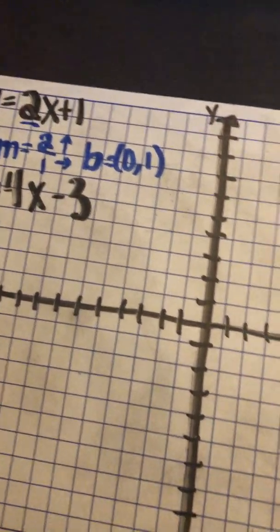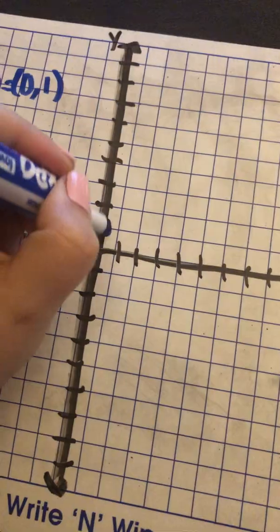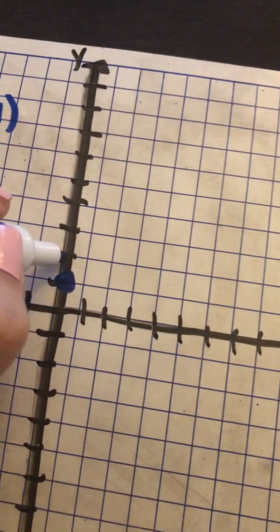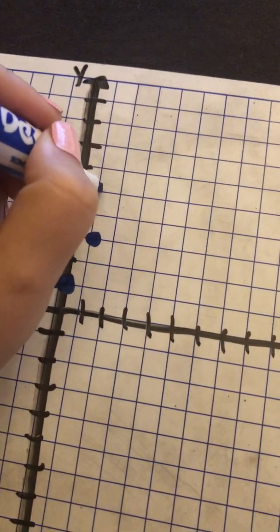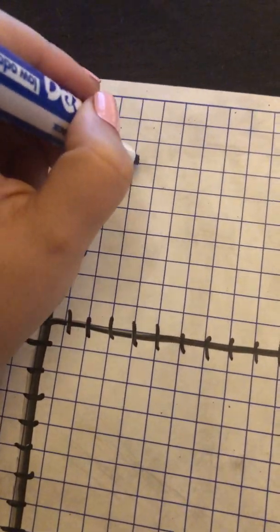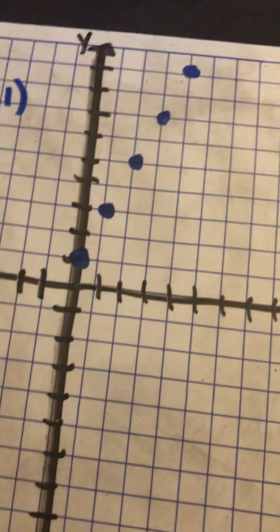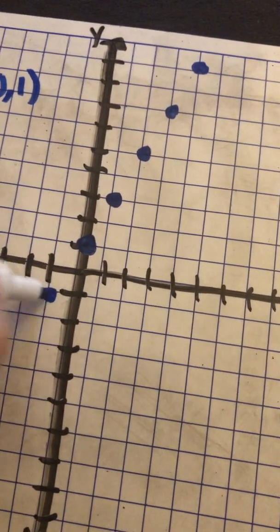So to graph that line, I'm going to go to (0, 1) first. And then I'm going to move up 2 over 1. So I'm going to count 1, 2 over 1. Okay, and then if we want to extend the other way, we just reverse it, down 2 to the left 1.